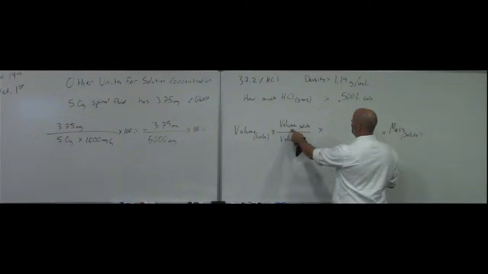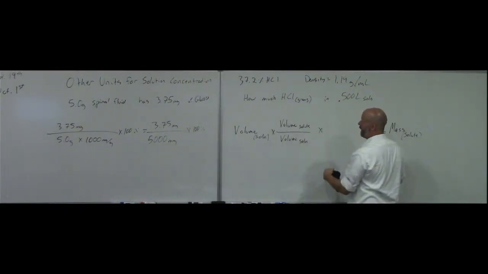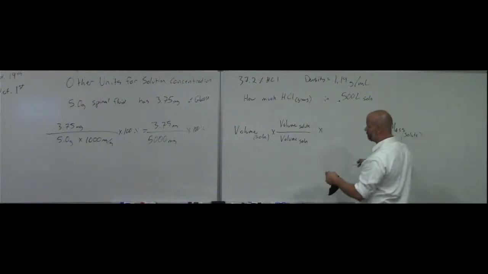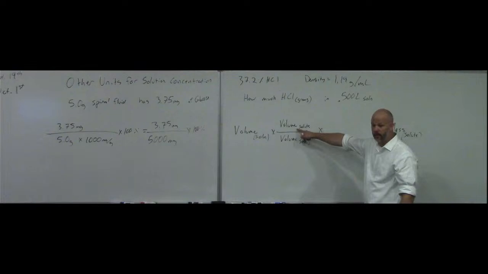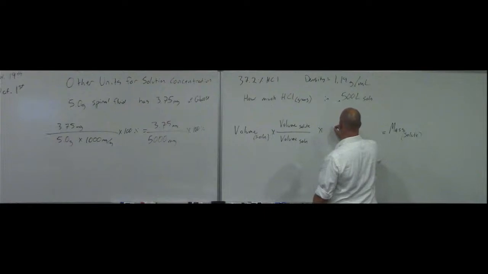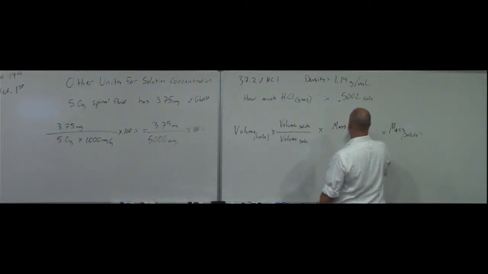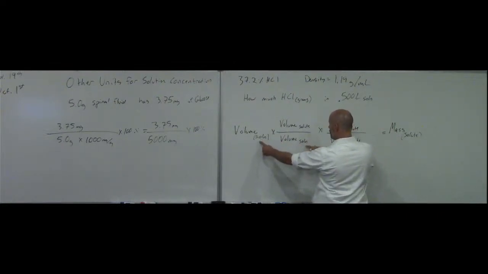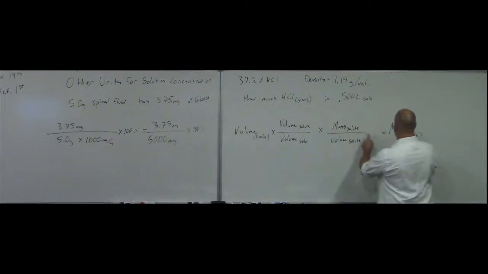So I've got my volume of solute, which is what I want. Isn't that what I'm looking for, how much of the solute? Yes, but if those both canceled out, I'm left with this on top. But now I'm going to do something with this. The density of this thing is 1.19 grams per milliliter. So that's mass over volume. So I've got mass of solute over volume of solute. So these will cancel. That will leave me with this, which is exactly what I'm looking for.